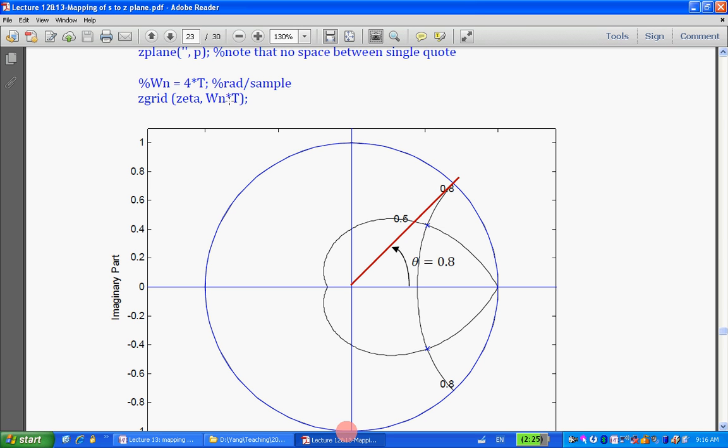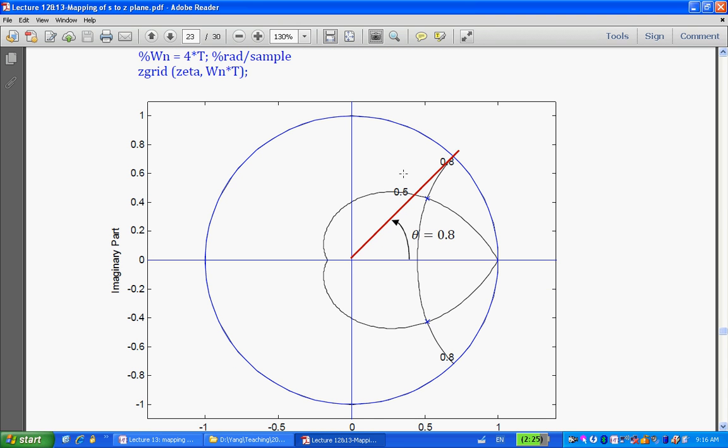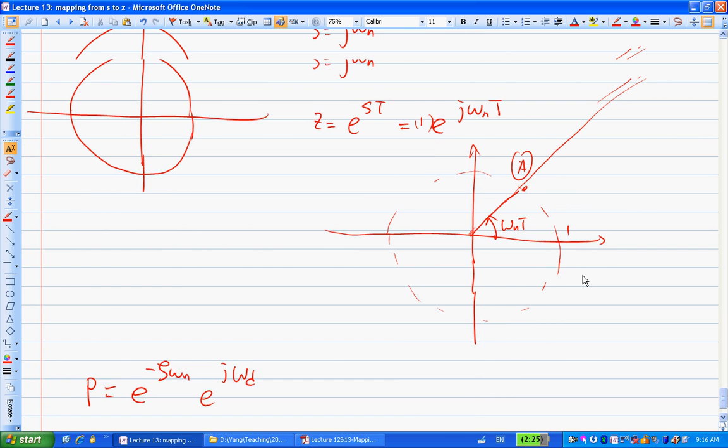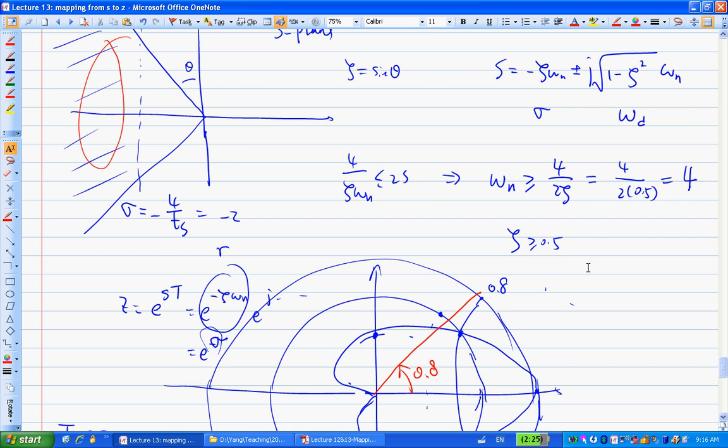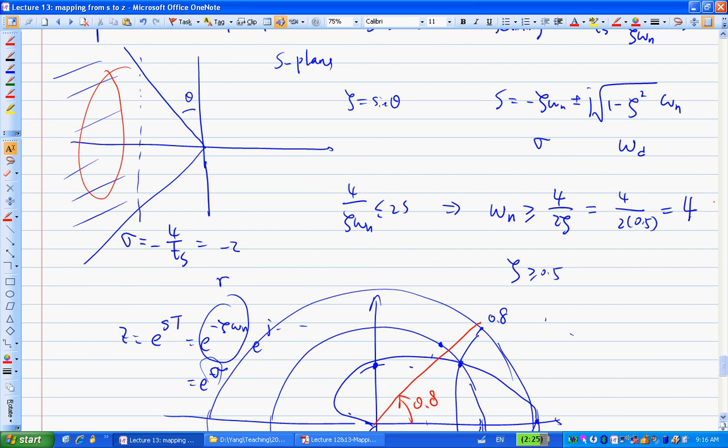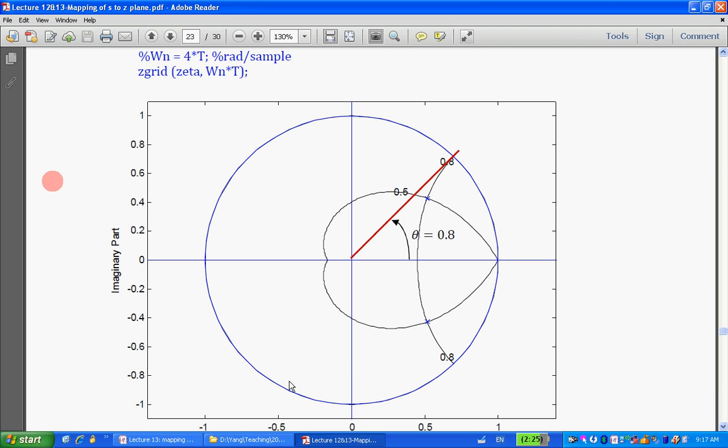So after this drawing, as you can see, based on our specification, what do we need? We need zeta greater than 0.5. We need omega n greater than 4. We also need the settling time to be over here, meaning we need it to be within this circle here.